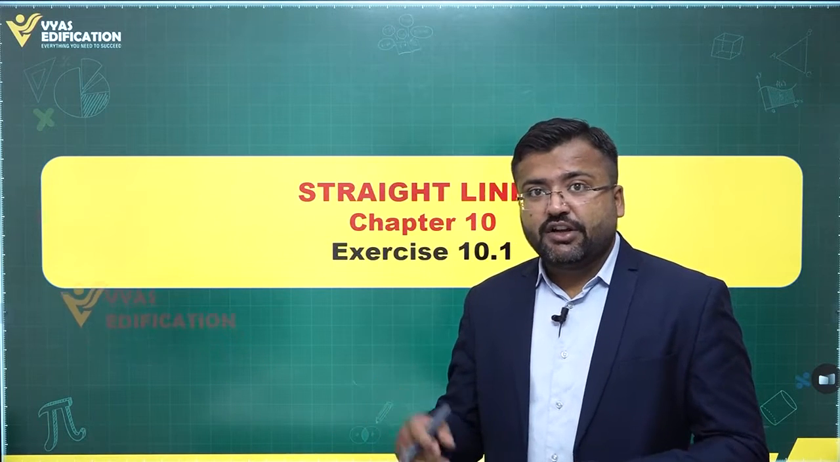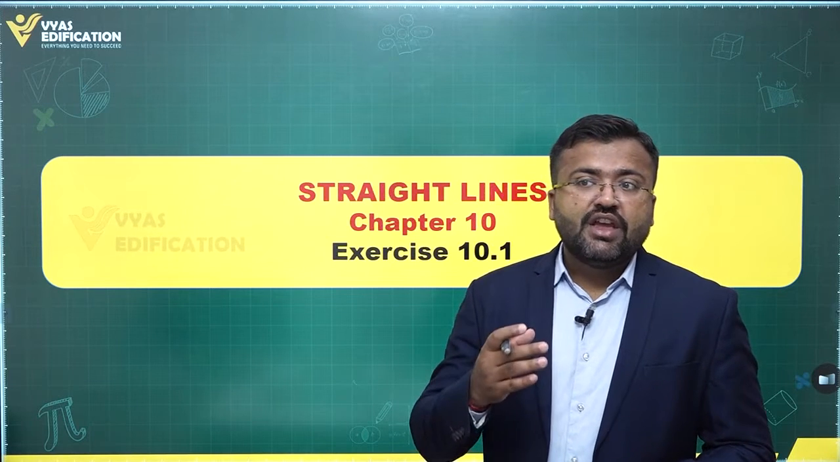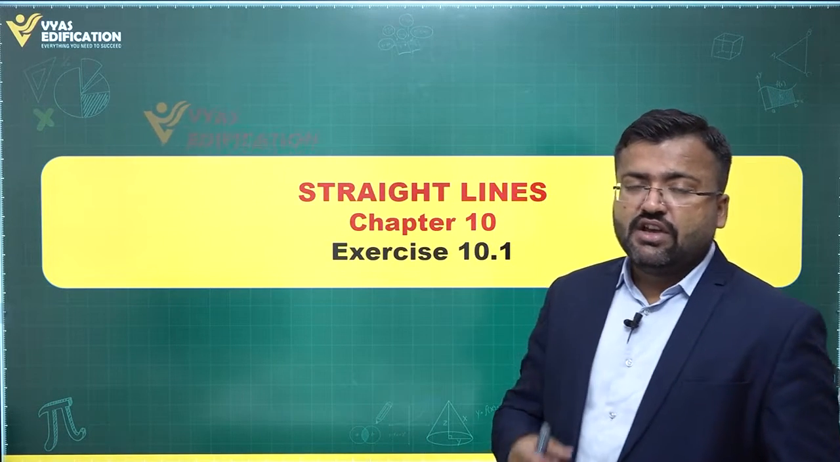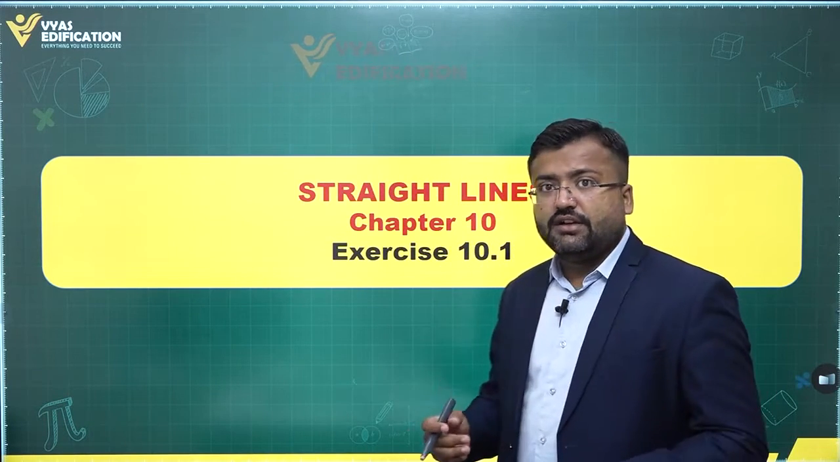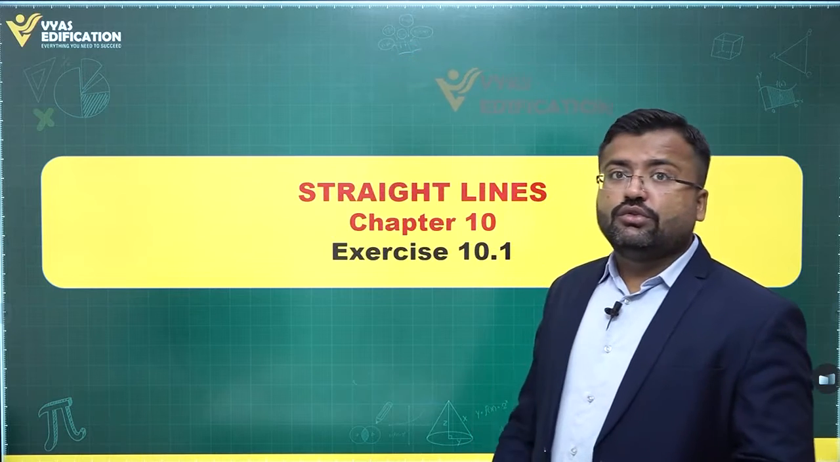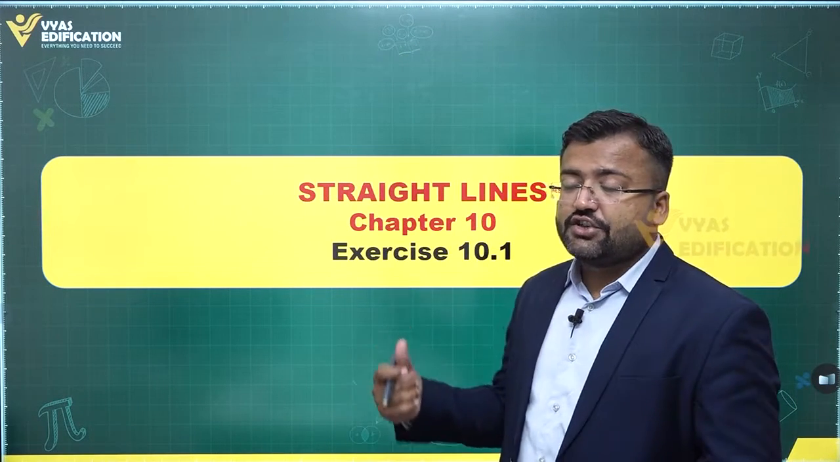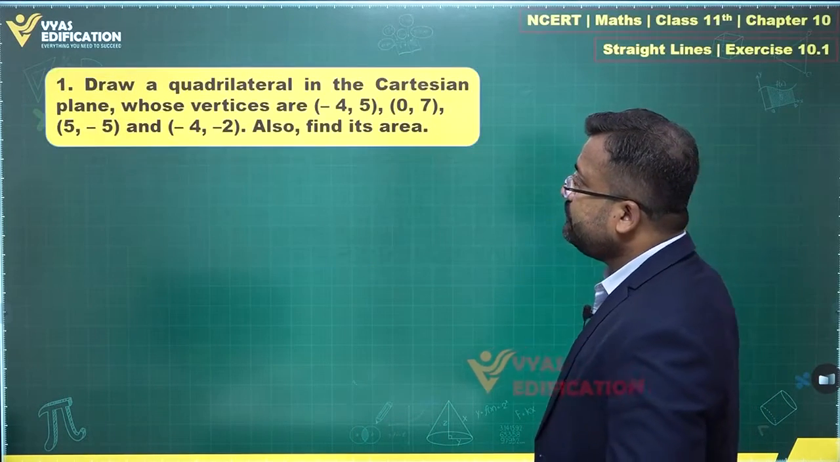Other than that, in this particular chapter, exercise 10.1 also includes questions related to finding the slope of a line, angle between lines and such kinds of things. Some simple formulae have been covered in the theoretical part of this chapter. You can go through that theory, or we'll also be discussing the theory points along with all the questions one by one. Let's see the first question.